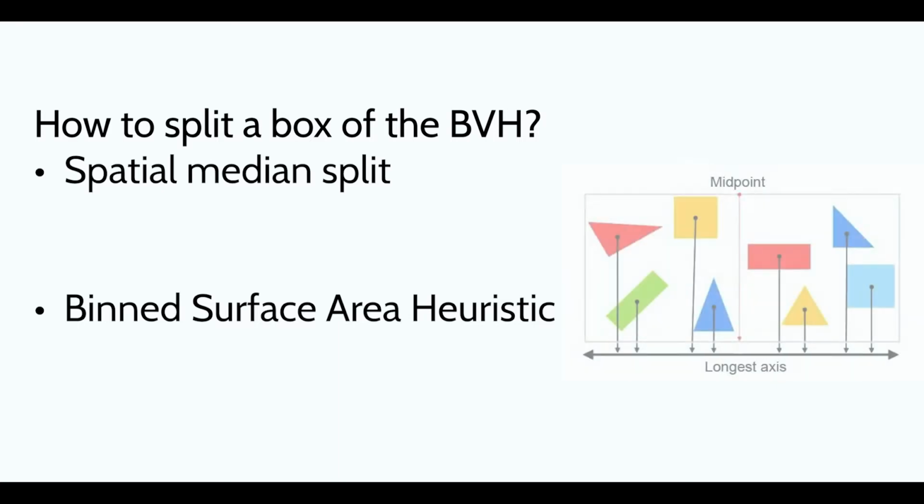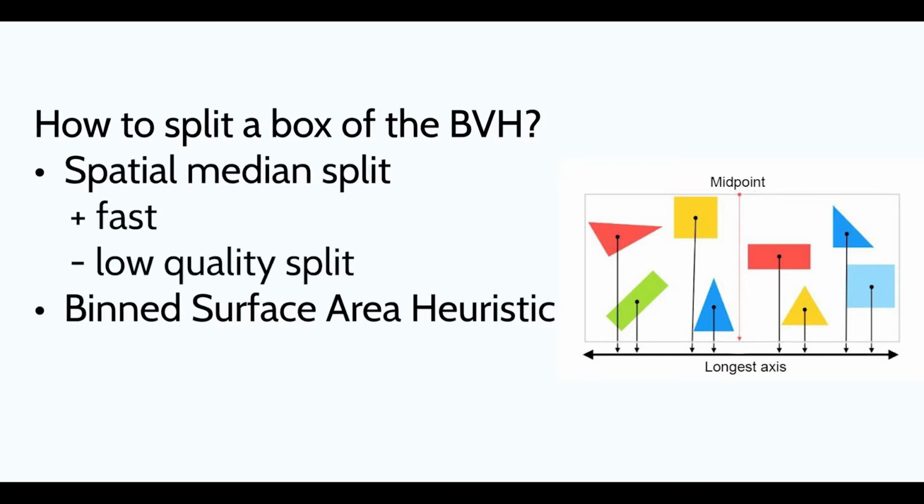The spatial medium split means that we just simply split the box right through the middle along the longest axis. This is very fast, but it does not do a great job at reducing the number of intersections. We will call this a low-quality split.